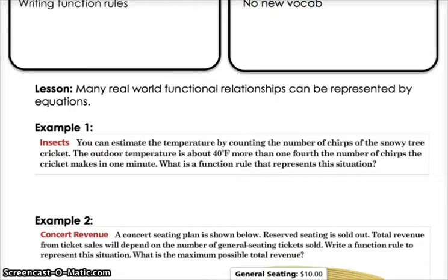Hey everyone, welcome to today's lesson about writing function rules. After today's lesson, you should feel very confident about writing functions for real-world situations. Let's go ahead and dive right into the first example.